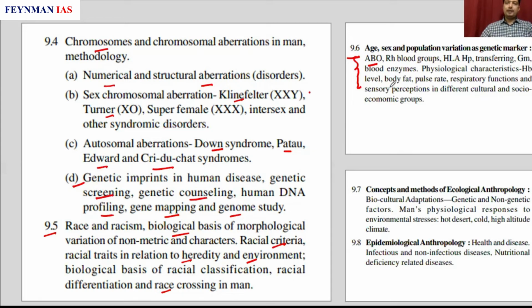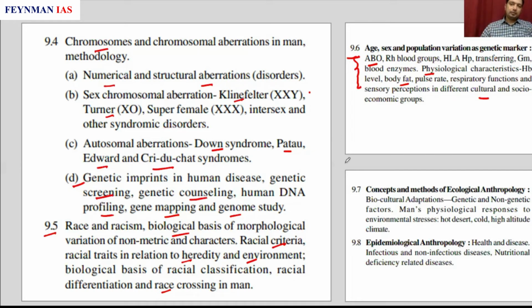Okay, the second part is easier. It is mostly variation in physiological aspects, like hemoglobin level, body fat, how respiratory functions and pulse vary in people, how people's sensory perceptions and smelling abilities vary in different cultural and socio-economic groups. So this connects biological anthropology to social anthropology, how culture influences what. Wherever possible in all these units, we have to see this in the social and cultural context as well.